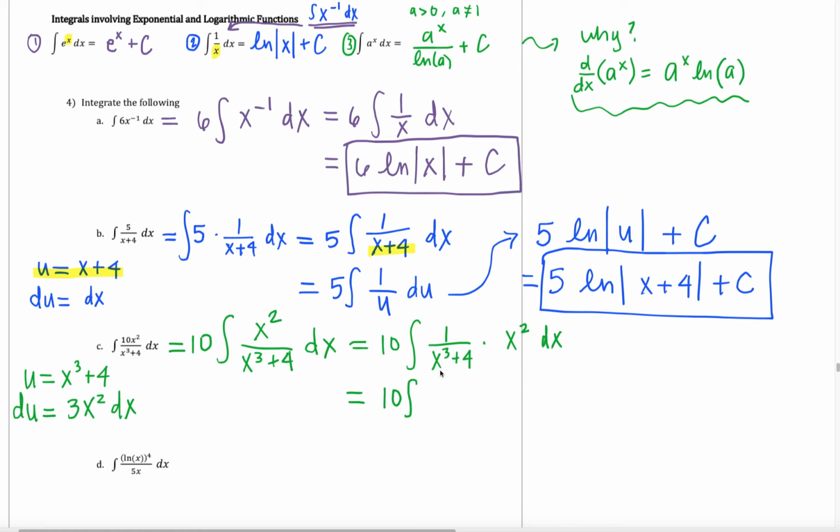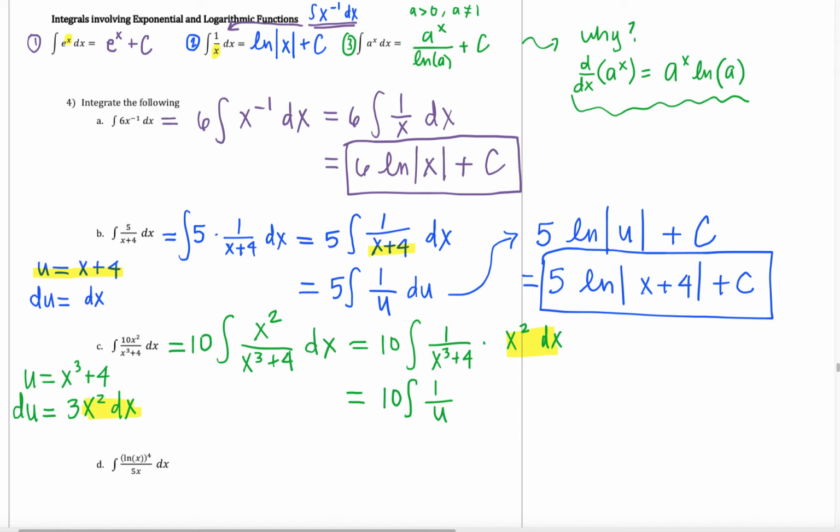Instead of 1 over x cubed plus 4, since x cubed plus 4 is equal to u, that piece becomes the 1 over u, and we're left with having to replace this x squared dx. And that's where that du step is going to come into play. So our du is equal to 3 times x squared dx.